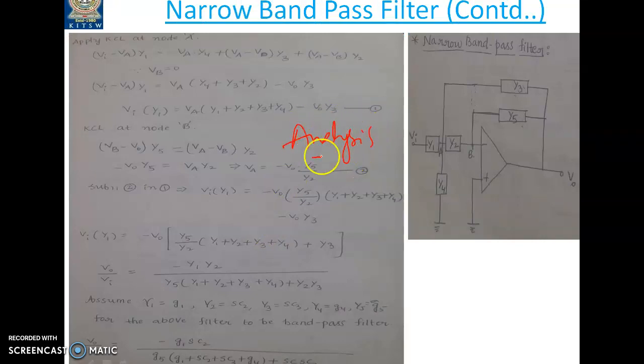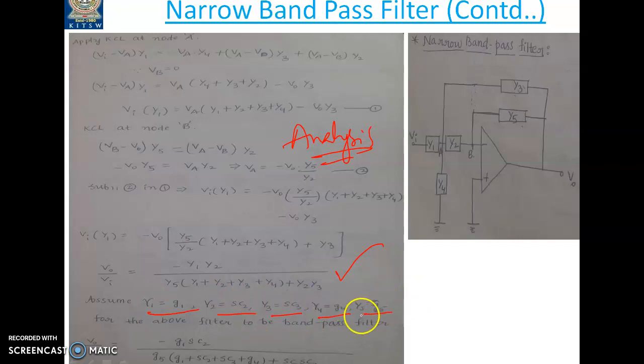So please go through this. This analysis is very simple if you understand what KCL and Ohm's law are. Accordingly we have derived it. So this is the total voltage transfer function we'll be getting. And we are going to be assuming that Y1 equals conductance G1, Y2 equals a capacitor, Y3 is a capacitor, Y4 is a conductance, Y5 is also a conductance.